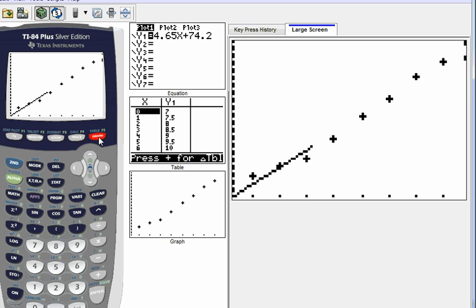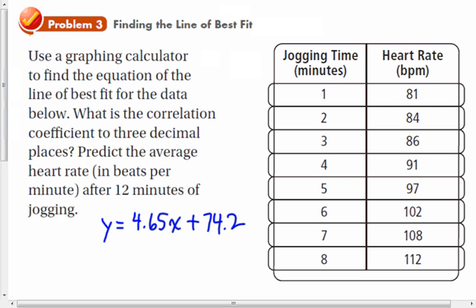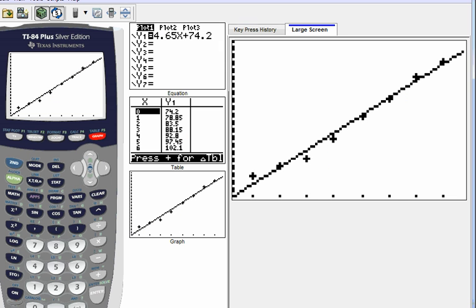And I'm going to graph that. And that goes right through. So that's actually the calculator averaging those points there. All right. And now we need the correlation coefficient to 3 decimal places. And then we want to predict the average heart rate after 12 minutes of jogging. Let's get that prediction right now.